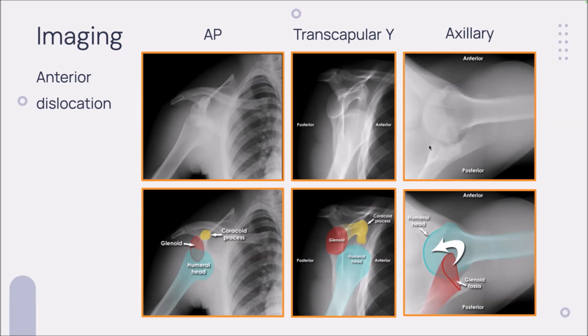So this is the picture for anterior dislocation. You can see in the AP, the humeral head is dislocated from the glenoid of the scapula and is now inferior to the coracoid process of the scapula here. And in the transscapular Y view, we can see the dislocated humeral head located anterior to the glenoid and inferior to the coracoid process here. And the axial view is not recommended in anterior dislocation.